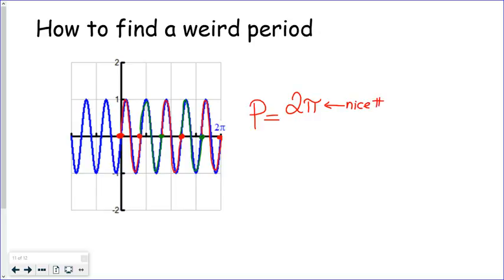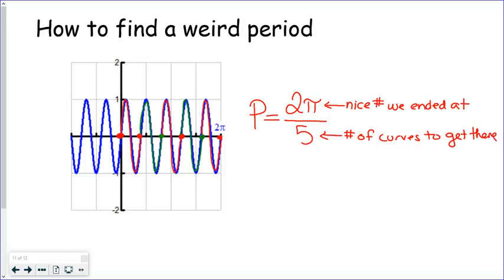Nice number we ended at. Okay, remind yourself where these random numbers are going to come from. I traced until I ended at a nice number, and in this case that was 2 pi, divided by how many sine curves it took me to get there. That's why I alternated my colors, so it's easy to see. 1, 2, 3, 4, 5. It took me 5 sine curves to get to 2 pi, which means they each were 2 pi over 5 length. Okay? Now, let's finish this one out.